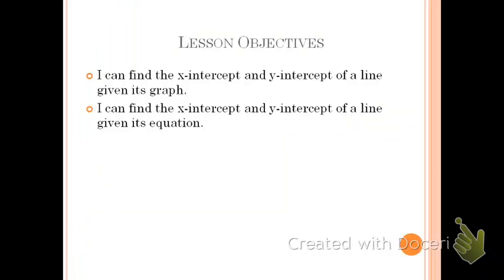So we're in Unit 3 Graphing, and this is Lesson 4 on intercepts. The objective of this lesson is that you can find the x and y intercepts of a line if you're given a graph or if you're given an equation. Remember that intercepts are where lines cross the x and y axis.